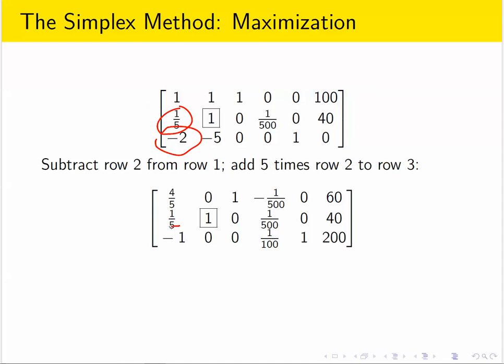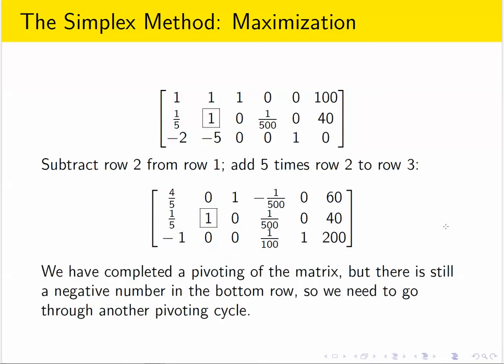1 plus negative 2 is negative 1. 5 times 1 is 5. Add that to negative 5. We get 0. And the same operations apply across the bottom row.